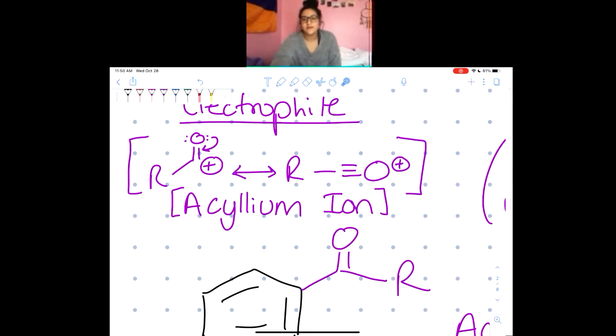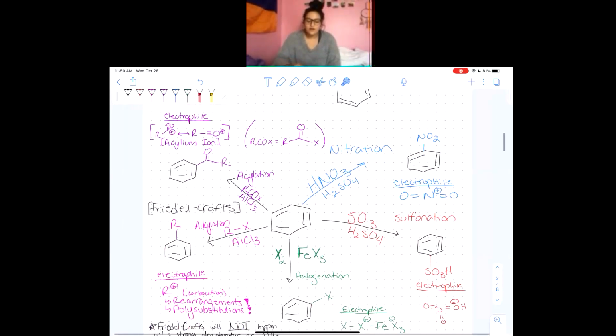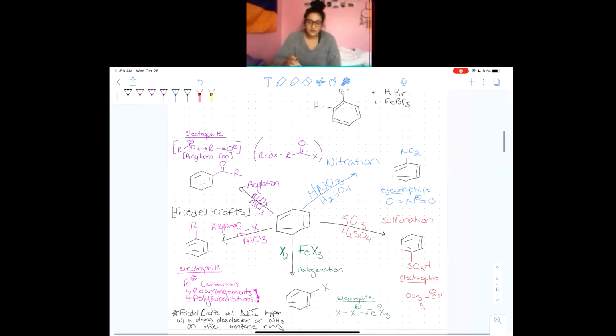And then someone asked, what is polysubstitution? We will go over that more next time, but essentially all it means is that in the case of Friedel-Crafts alkylation, once we add one R group, we're actually going to be more likely to go in and add more and more R groups. So instead of stopping here, we'll actually get multiple R groups on the ring.